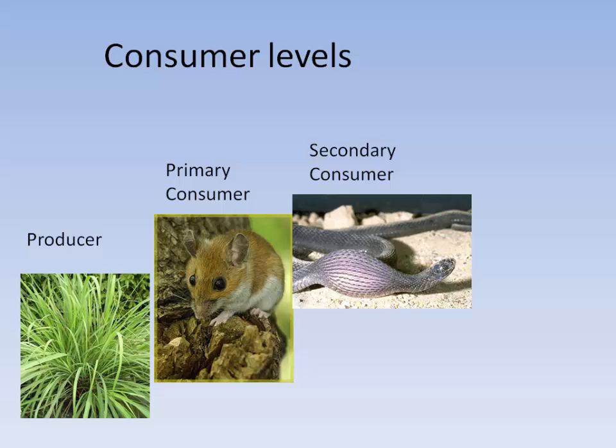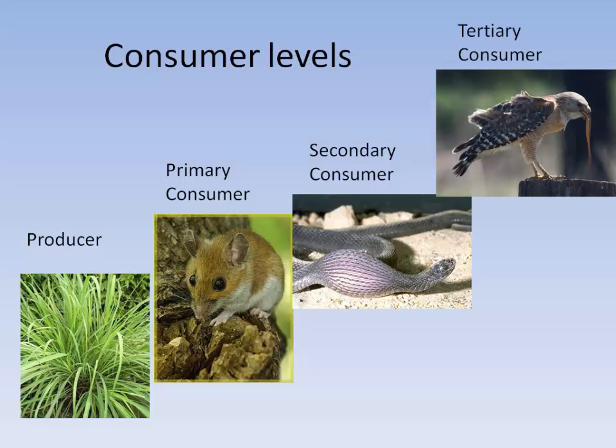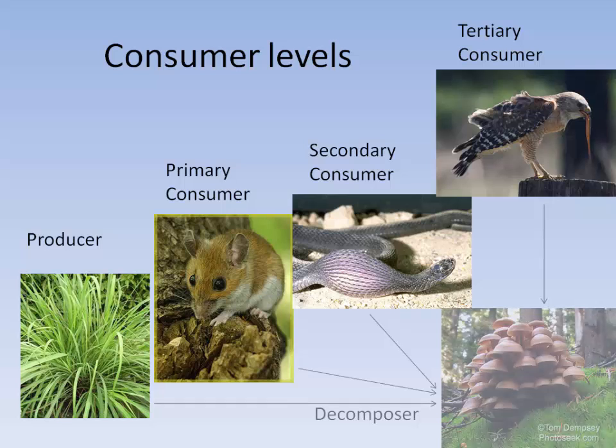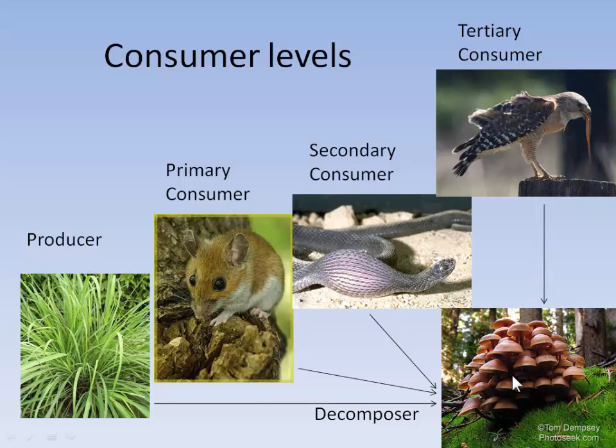And the snake has a bad day, and this hawk caught him, and now he's gobbling him up. So the hawk is what we call a third level or tertiary consumer. And energy flows from the producers to the primary consumers, from the primary consumers to the secondary consumers, and from the secondary consumers to the third level or tertiary consumers. Eventually, that energy flows from all these levels to the decomposers.